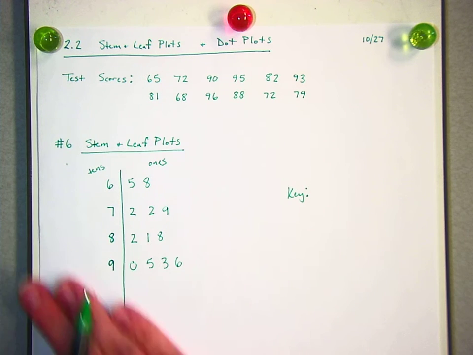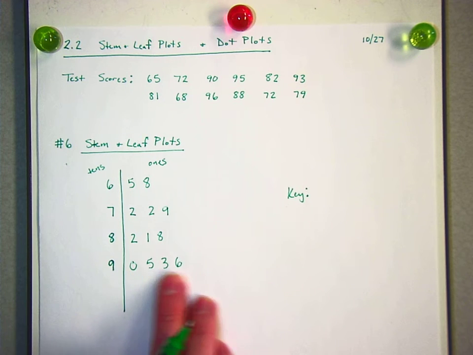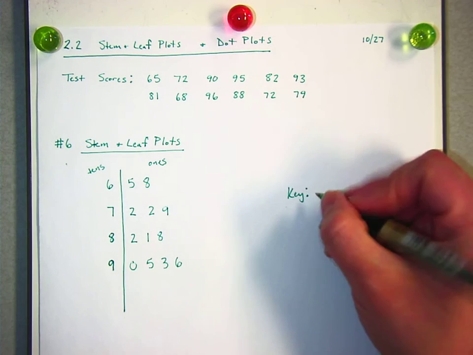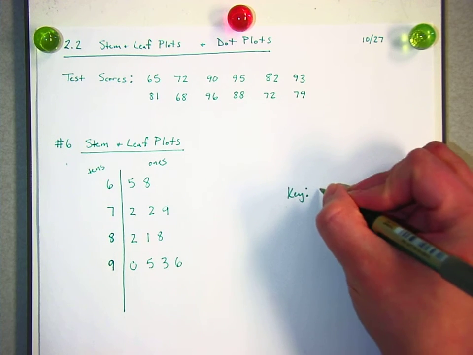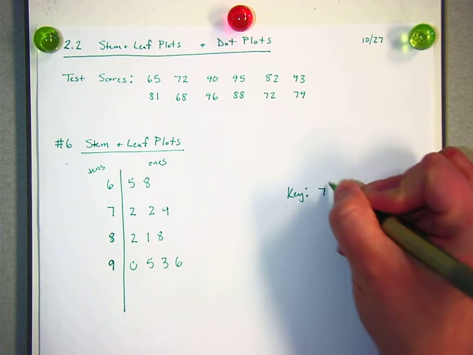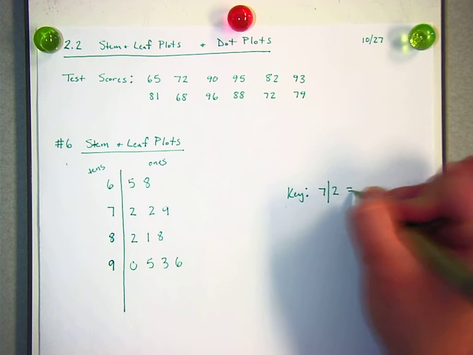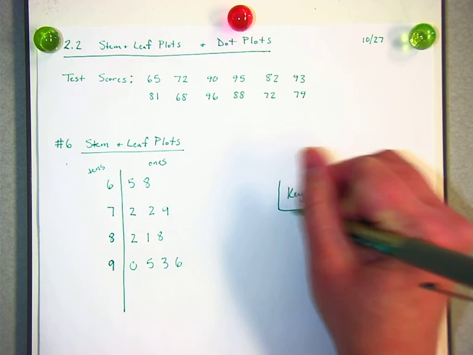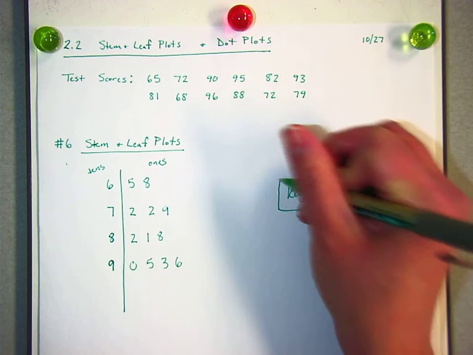And again, they don't have to be in numerical order. So here's 0, 5, 3, 6. They don't have to be that way. And then you also need to make a little key on the side. It doesn't even have to be one of these numbers, but it can be if you want. You could say 7-2 is 72, because in a stem and leaf plot, it is not always tens and ones.